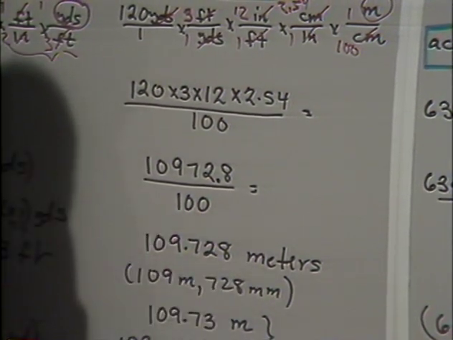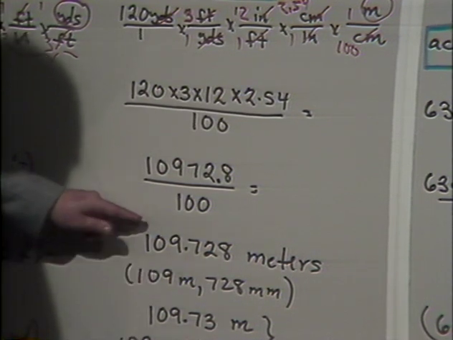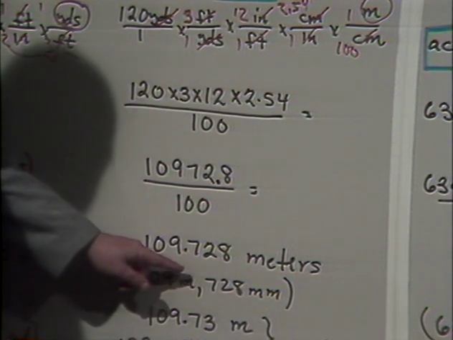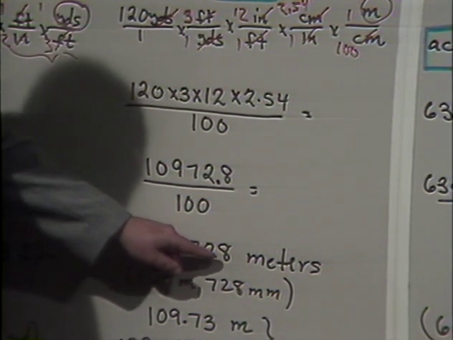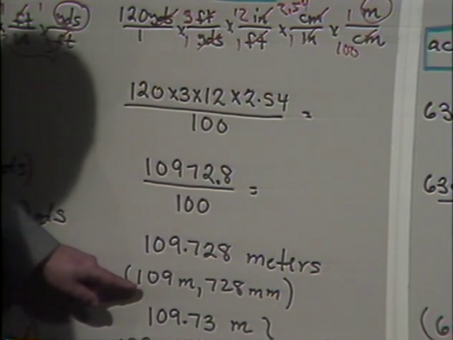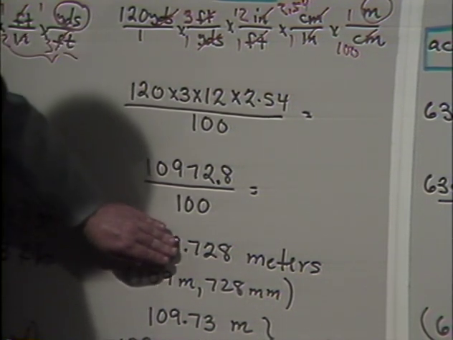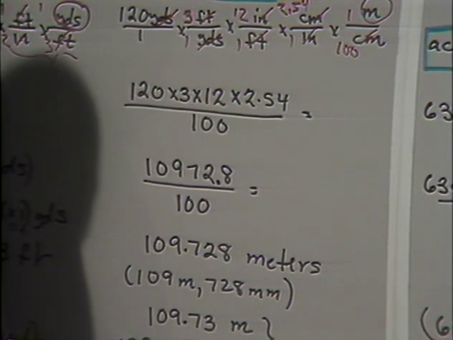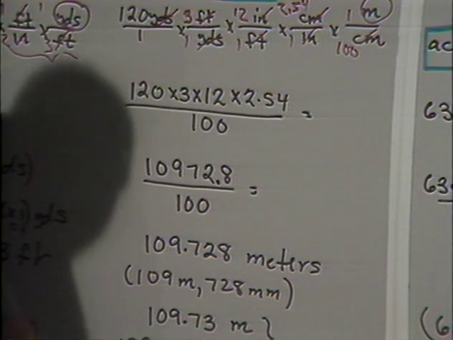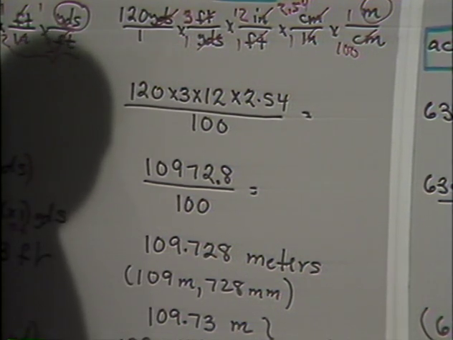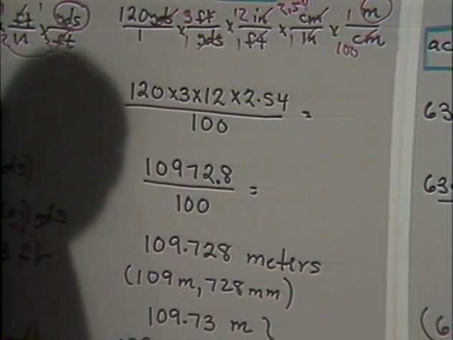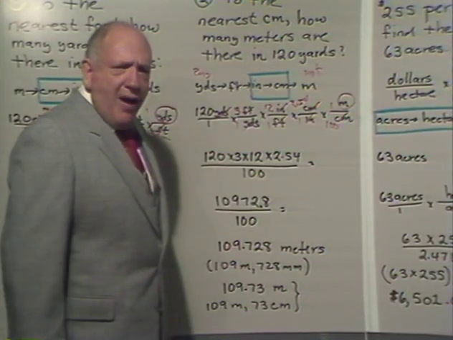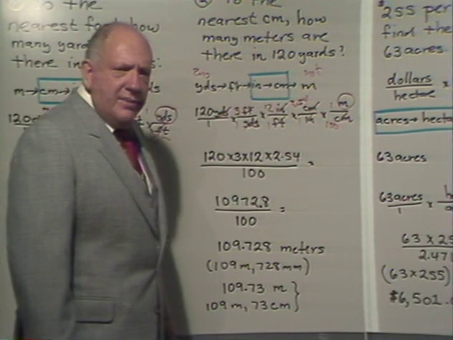And I have to remember the label. The label is meters. And here's the beauty of the metric system. Because everything is a decimal system here, the 109.728 meters could be written exactly as what? 109 meters. And then what do I have over here? 728 thousandths of a meter, but a thousandth of a meter is called a millimeter, so the answer would be 109 meters, 728 millimeters. And the only reason that's not the right answer is that the problem says round the answer off to the nearest centimeter.